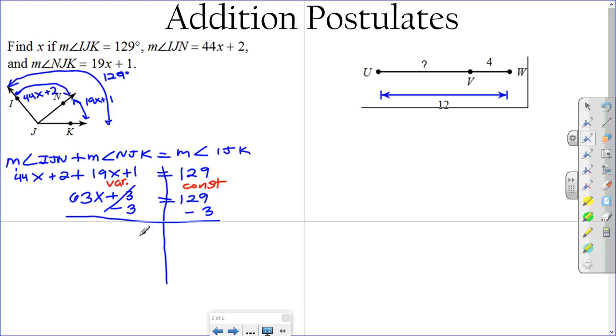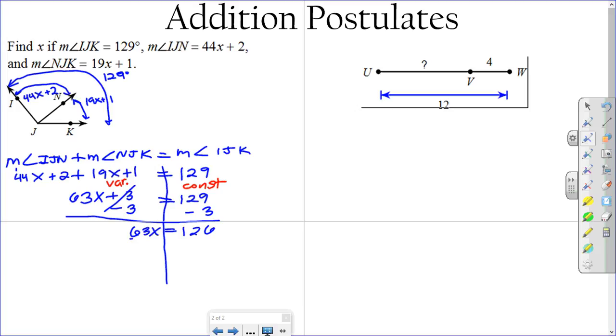These will cancel, so you have 63x is equal to 129 minus 3, which will give you 126. Variables on the left, this is a variable. Constants on the right, this is a constant. And then last step, get the letter by itself.